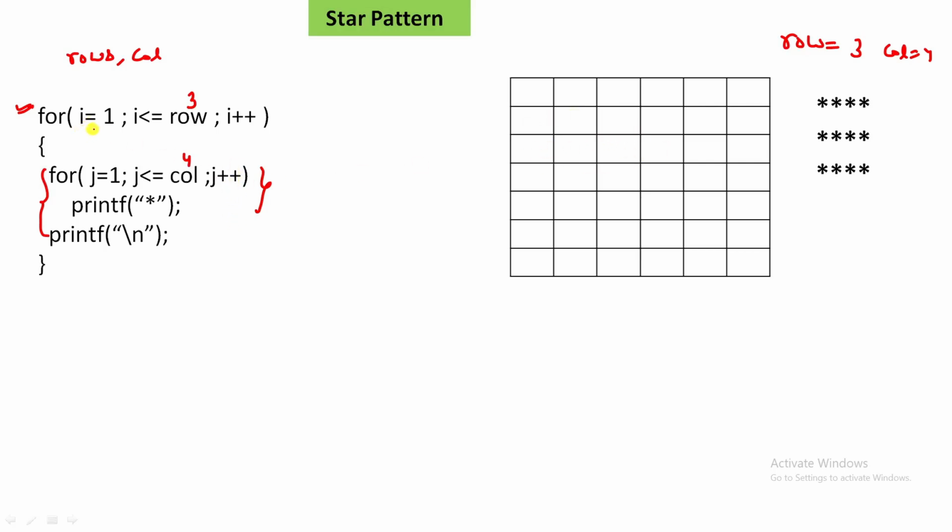So let's see how it will be executed. After asking the rows and columns from the user, control will come here. Now i equal to 1. Then i less than 3.